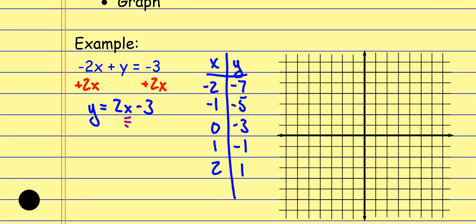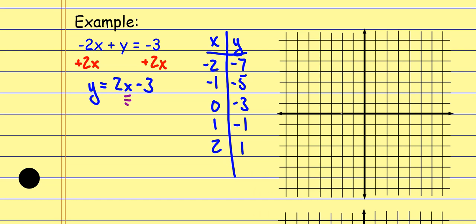So let's see, -2, -7. It's right here. -1, -5 is right here. 0, -3, 1, -1, 2, 1. And so as I look at this, I still want to look for and identify if there's any patterns happening. And as you look from one point to the next, there's an obvious pattern.